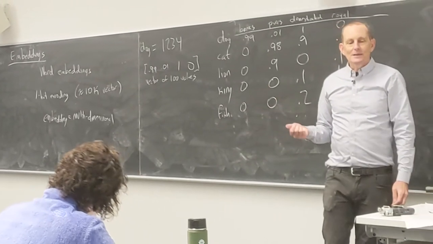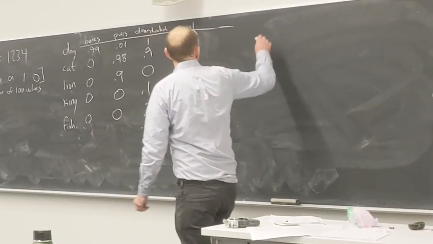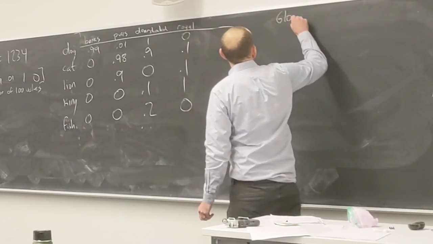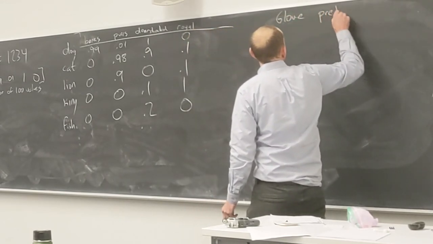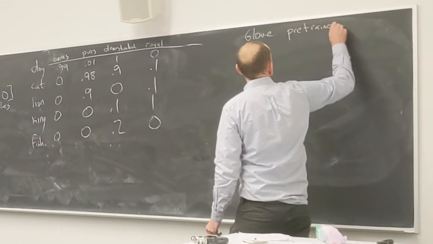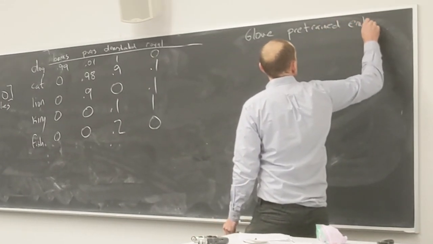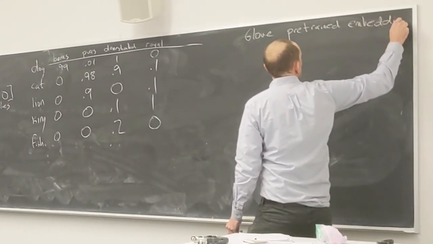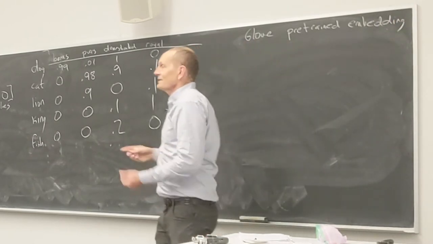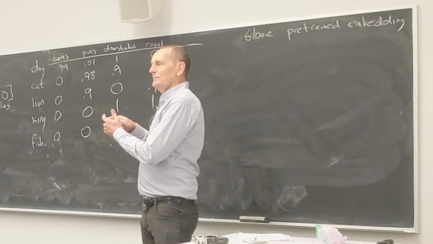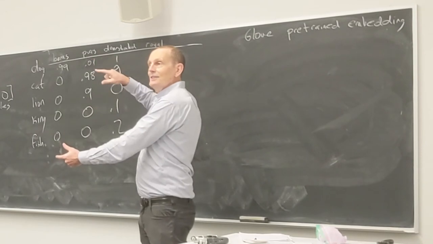So there are some existing embeddings. GloVe, for example, is a pre-trained embedding. And all I really mean by that is it's got a list of source words, and it's got a matrix.